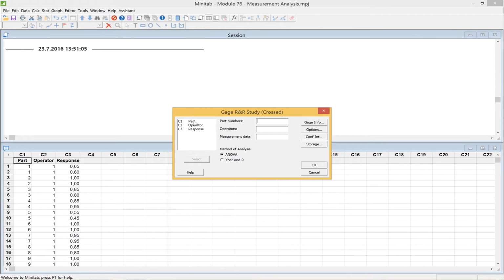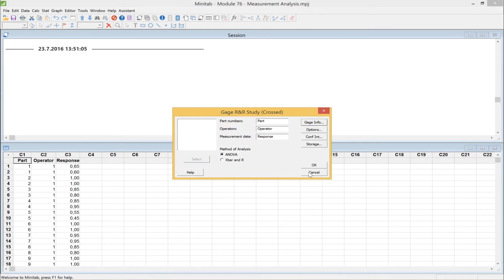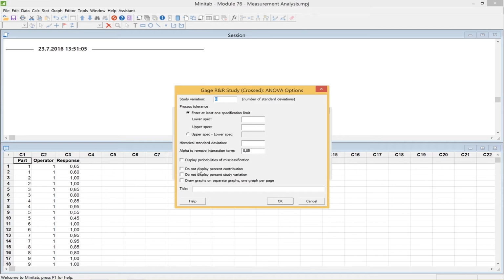And so we see that we've labeled these as part, operator, and response or measure data. Okay, and so we can go in now, and here it might be helpful for gauge information to talk about what is the measurement device, what was the date of the study, who was doing it, and maybe when was it last calibrated or the tolerance capability of the gauge. So those might be all helpful things to record because we're in the control phase and we want to make sure the measurement system is checked over time so that its consistency is understood. Under options, we're not going to change any of these types of things. We want to use those as standard, so we keep those as standard.